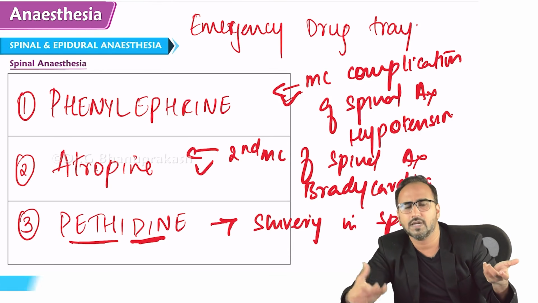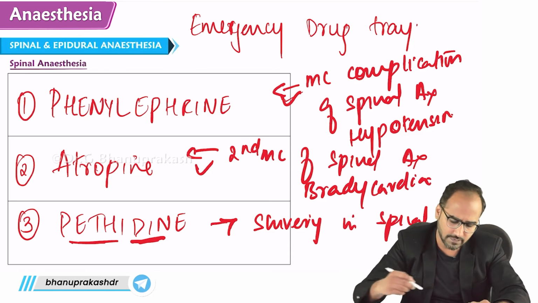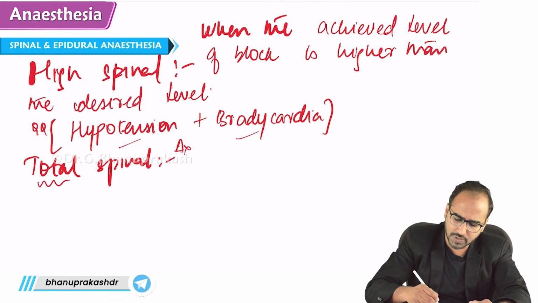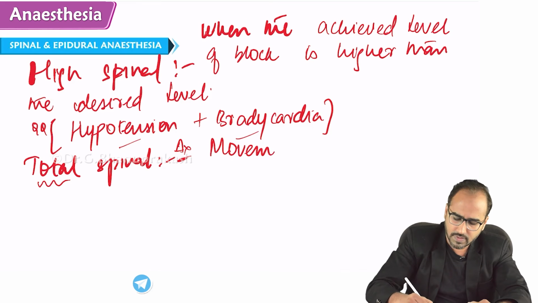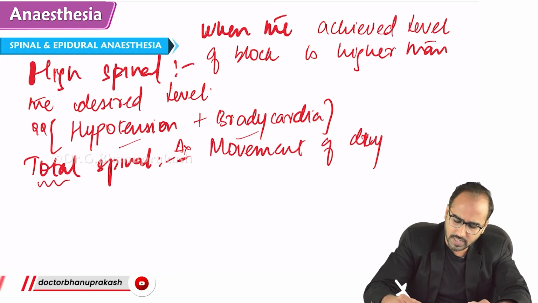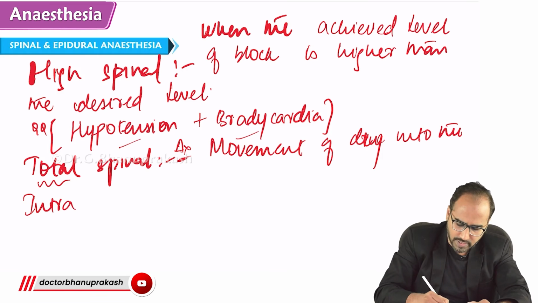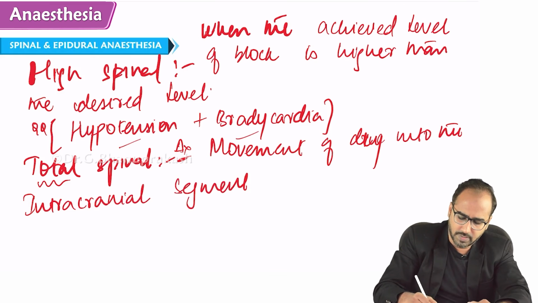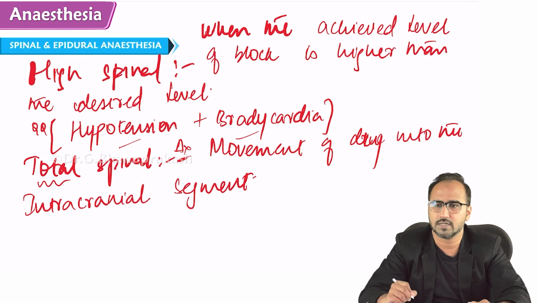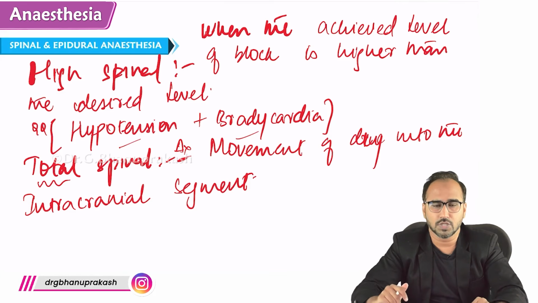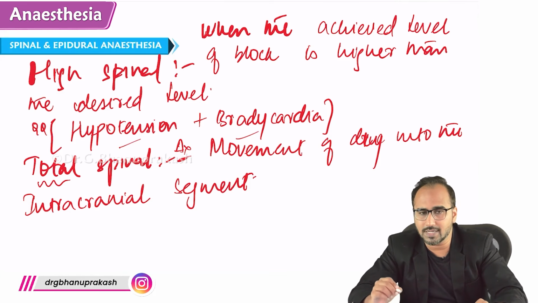First, you need to give phenylephrine. But first, what is total spinal anesthesia? Total spinal anesthesia is movement of the drug into the intracranial segment. Movement of the drug into the intracranial segment is called total spinal anesthesia, right?